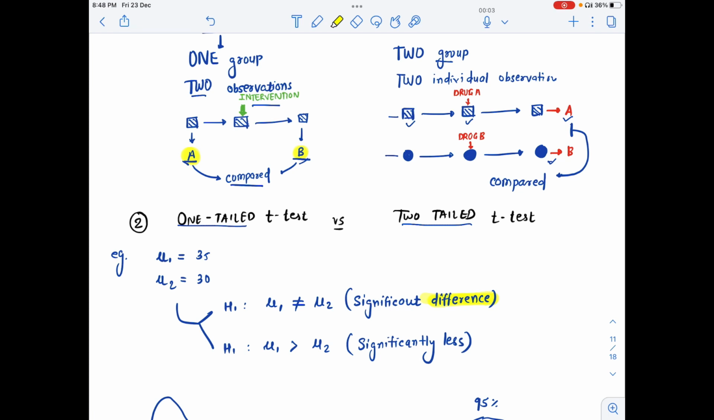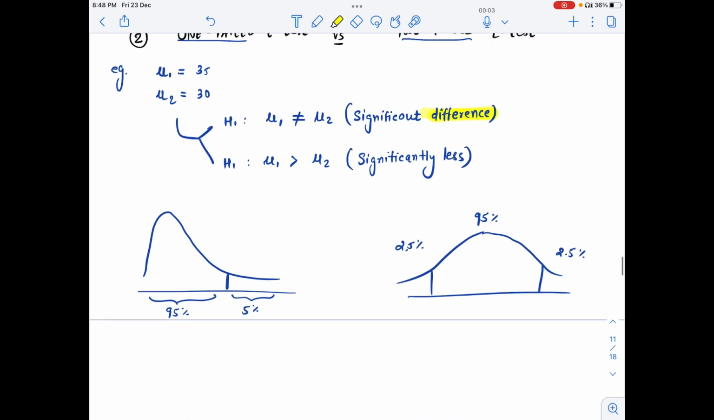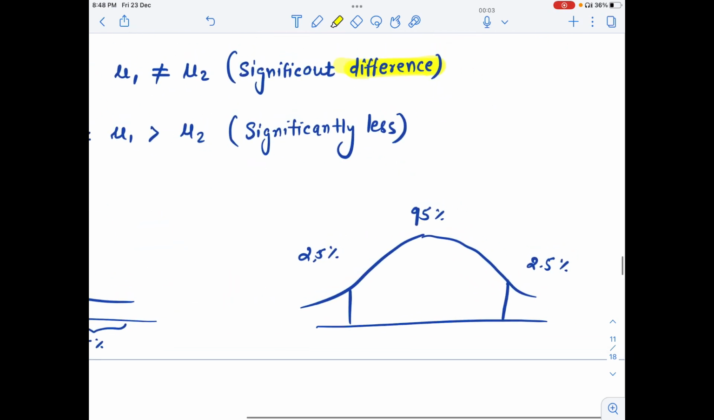Why? Because we have two possibilities: it can be either significantly less or significantly high. So the probability of it being out of the 95% confidence interval can be divided into 2.5% of it being significantly less and 2.5% being significantly more.